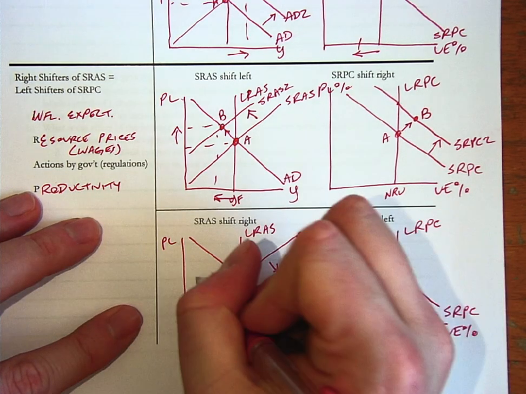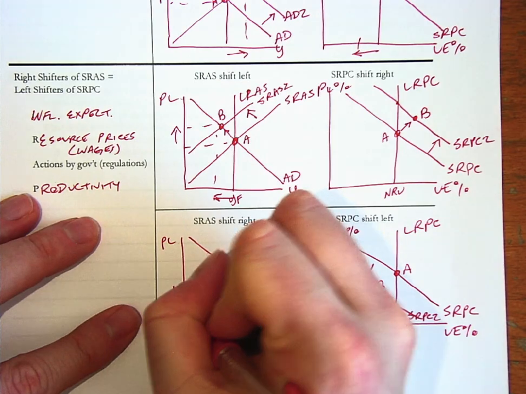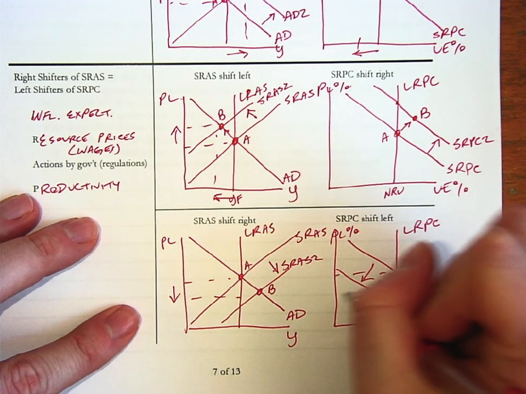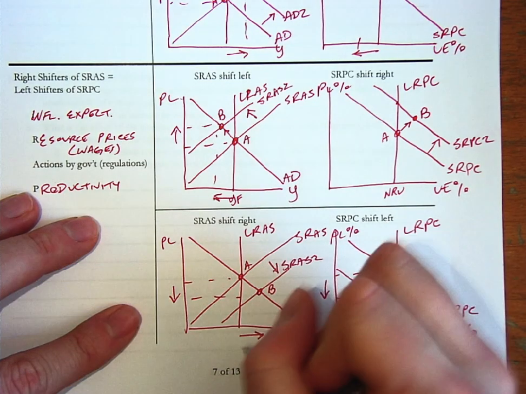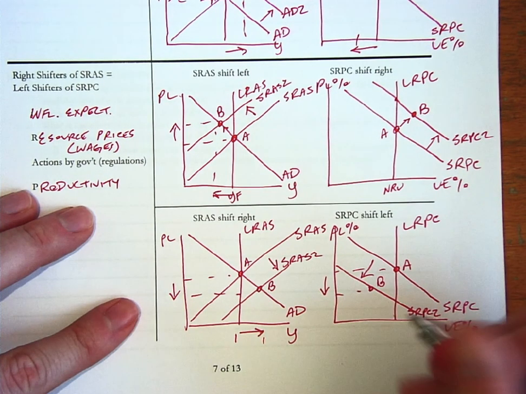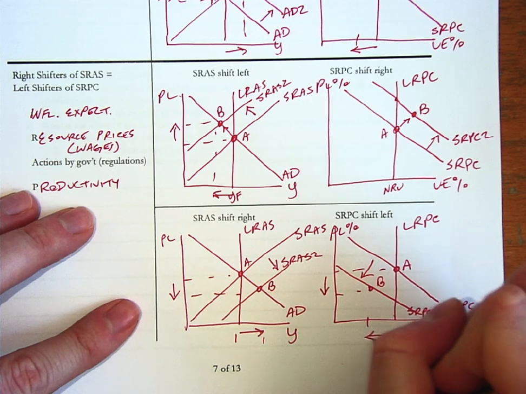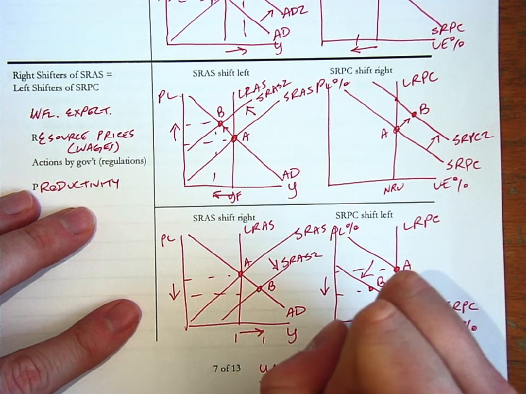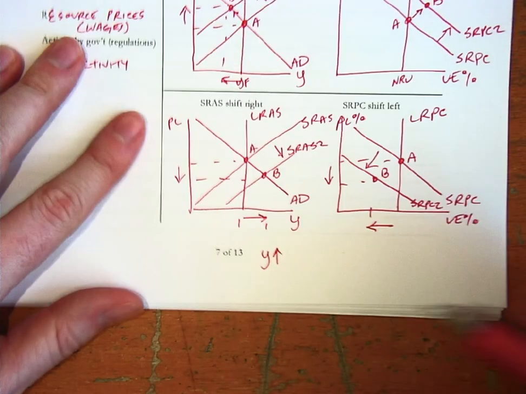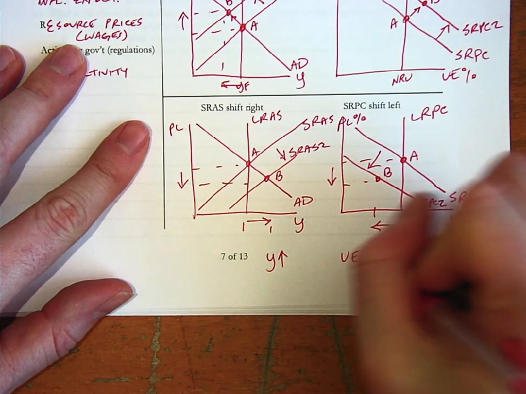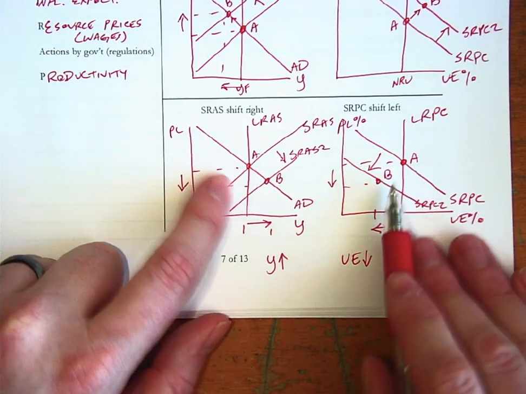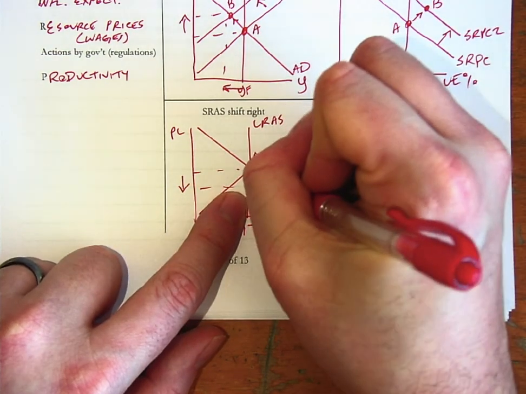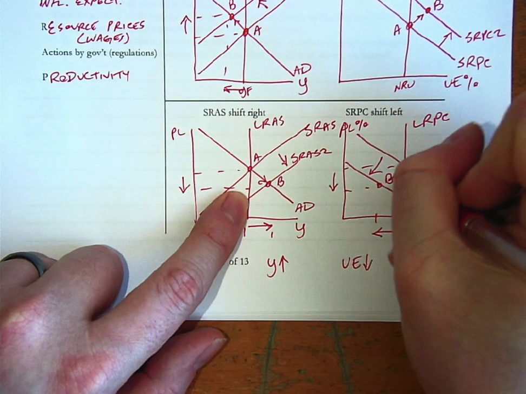And again, this should reflect reality, right? We've got lower prices, which is what we have when we're moving from A to B. And now we've got more output, but we have lower unemployment. So output's going up and unemployment's going down. That's the relationship we should expect, right? So that diagonal movement is going to be really important, from A to B and from A to B.